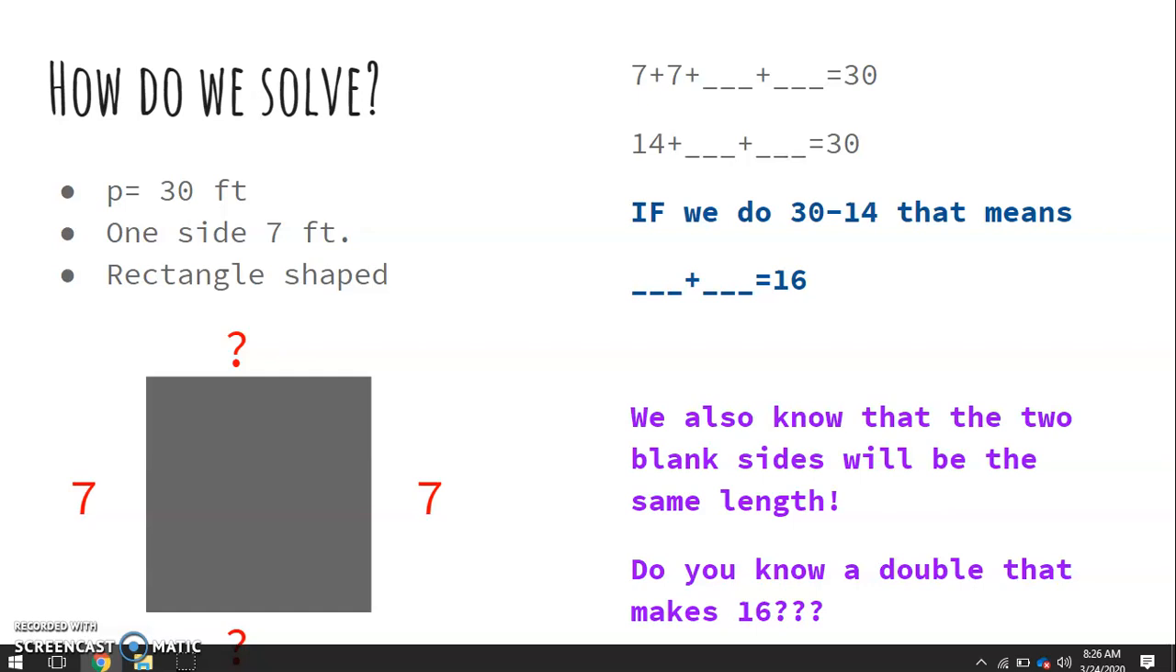We also know that the two blank sides will be the same length, right? It's a rectangle. Do you know a double that makes 16? I'll give you a moment if you want to pause the video, see if you can figure that out. All right, so the correct answer is 8. 8 feet are the missing sides because we know that 8 plus 8 equals 16. And if we were to double check, which is always important with UPS check, if we add 7 plus 7 plus 8, we would get 30.